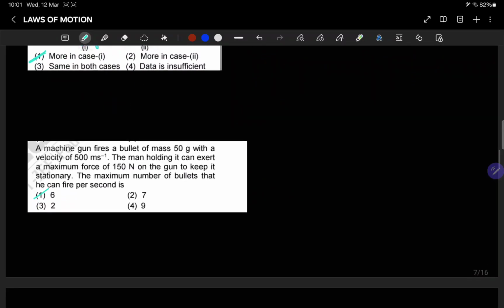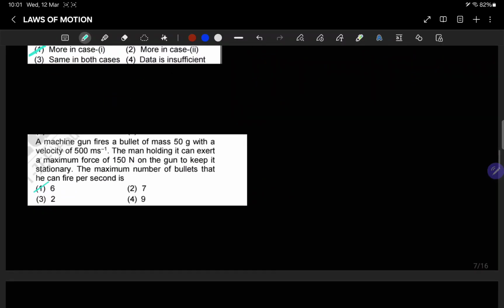Next, a machine gun fires a bullet of mass 50 grams with velocity 500 meters per second. The man holding it can exert a maximum force of 150 newtons. So force F, by Newton's second law, is the change in momentum, n m v by t, students. Force is given as 150 newtons. The number of bullets is asked.